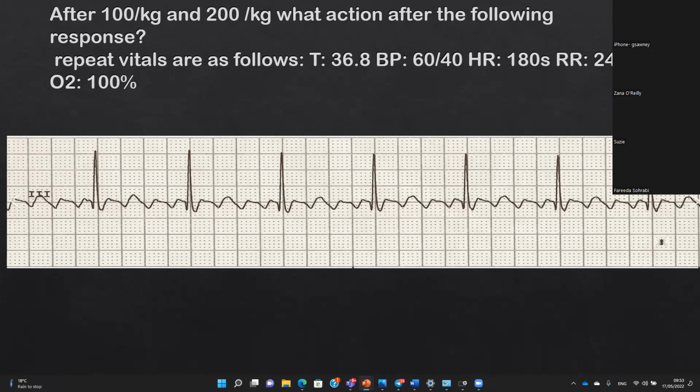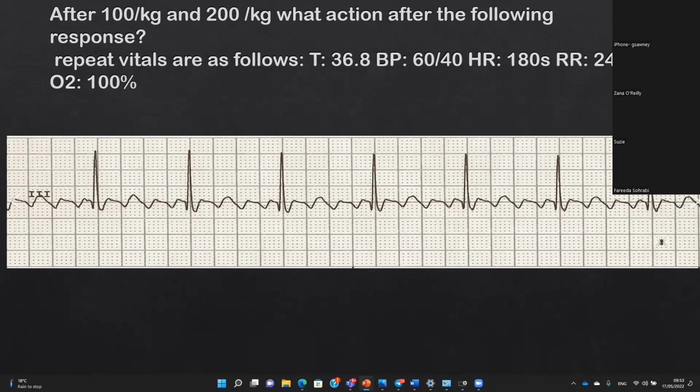Second-line agents like amiodarone should be discussed with cardiology, but it's difficult to get the right dose. If amiodarone is given slowly and at a low dose, it's often ineffective. But if it is given faster and at a higher dose, it can cause hypotension, asystole, and collapse.